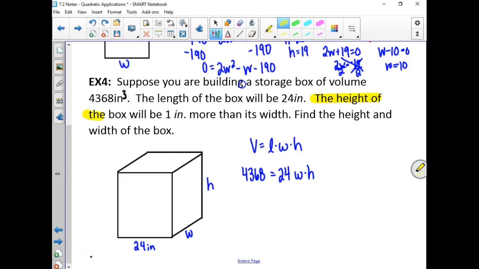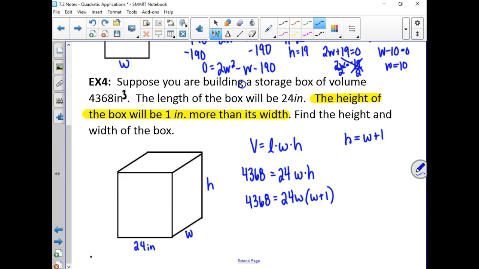The height of the box will be 1 inch more than its width. So that is height is 1 inch more than the width. So that is width plus 1, or you could put 1 plus W. It doesn't matter the order there. That means that what we can do here is we've got 4,368 equals 24W, and we are going to replace the H with W plus 1.